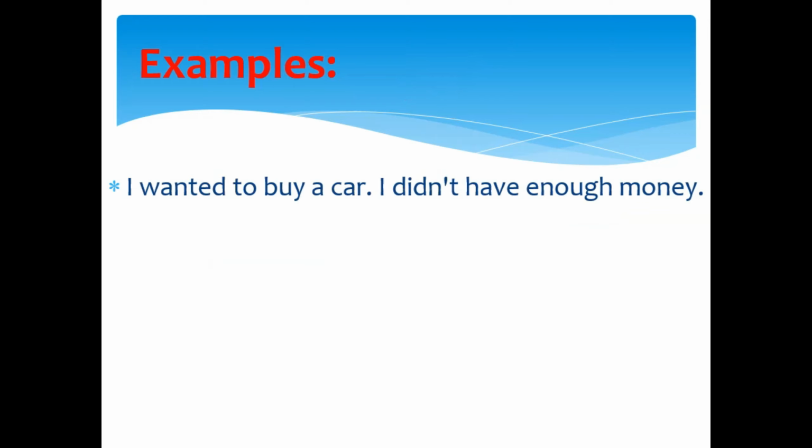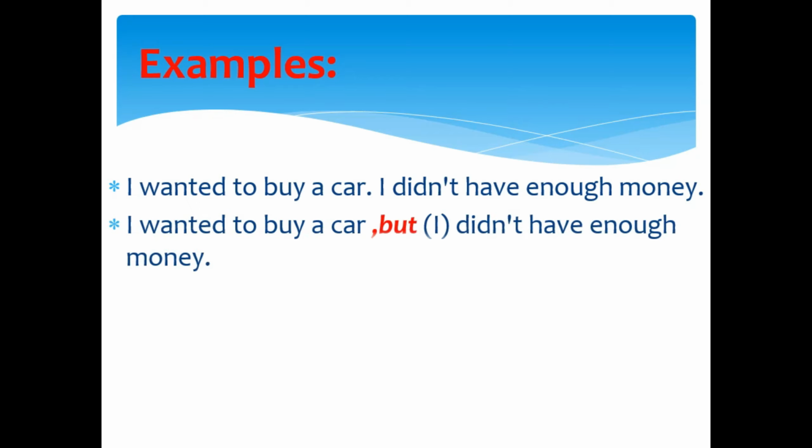I wanted to buy a car. I didn't have enough money. So I'd like you to join these two sentences using but. Good. I wanted to buy a car, but I didn't have enough money. Here, as I told you before with the conjunction and, we use a comma before but, and if the second subject is the same as the first subject, so we can use it or leave it.